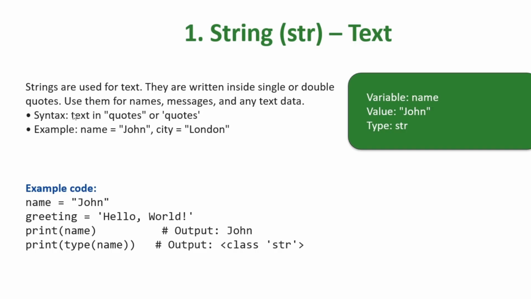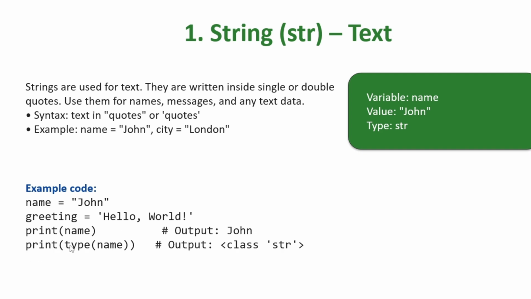So the syntax for declaring a variable as a string is text in double quotes or single quotes. For example, name equals John, city equals London, and so on. Take an example, name is John, greeting is hello world, which I have written in single quotes. So whatever you write in single or double quotes will be treated as a string. When you write print name, the output you will get is John.